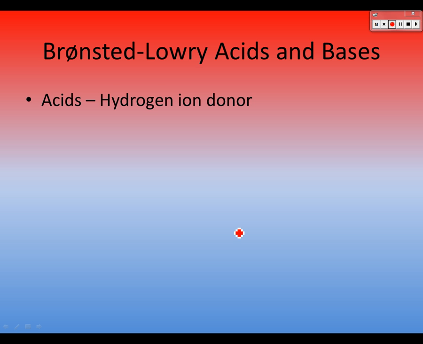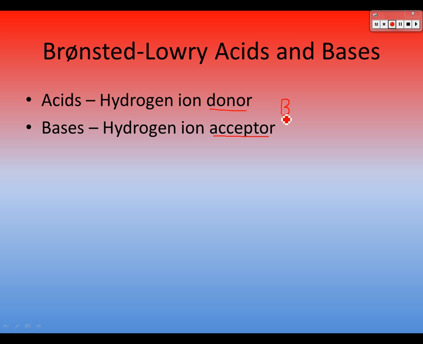So in Bronsted Lowry acids and bases, acids are hydrogen ion donors, and bases are hydrogen ion acceptors. A lot of people will memorize this acronym, BAAD, bad. That stands for bases accept, acids donate. And when we're talking about what they're accepting and donating, that's hydrogen ions.